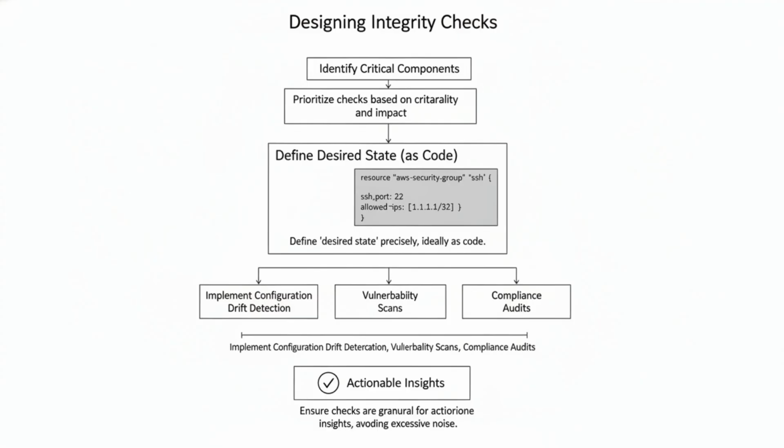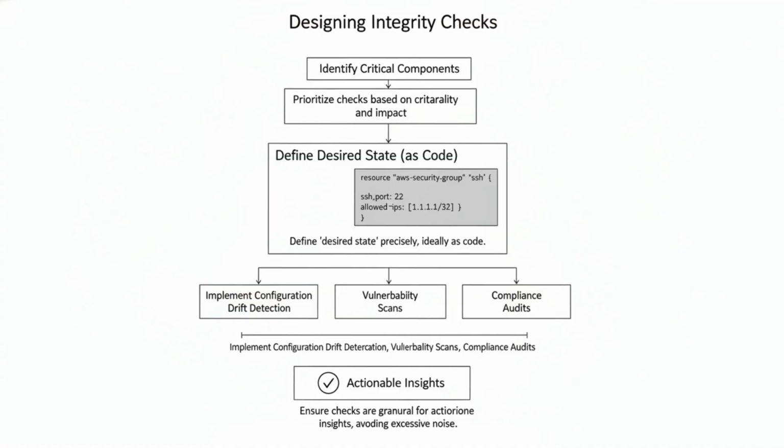This means having clear version control definitions for every configuration item, ideally as code. For instance, SSH port 22 only from specific IPs, or specific Docker image tag v1.2.3 deployed. Third, consider different types of checks. Configuration drift detection identifies changes from the desired state, vulnerability scans look for known security flaws, and compliance audits verify adherence to standards like PCI DSS or GDPR.